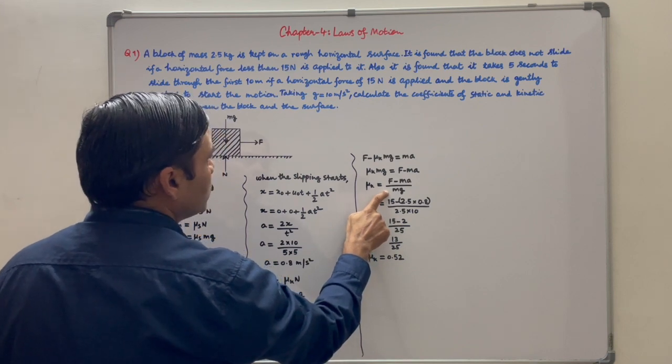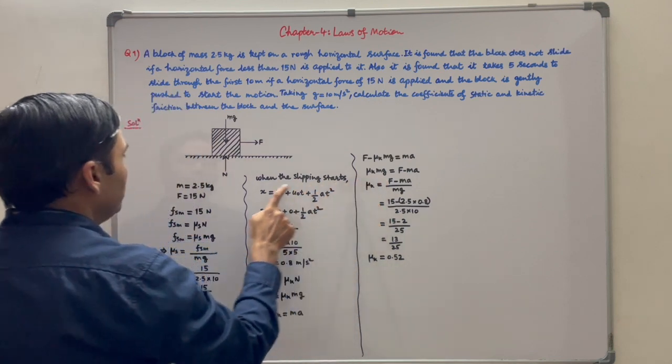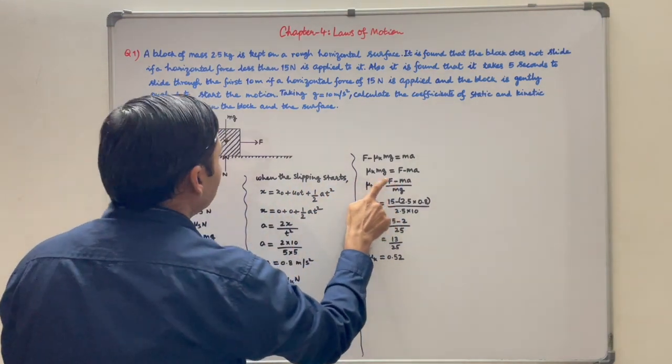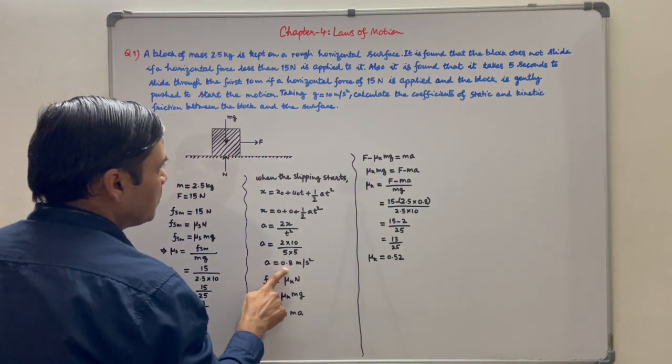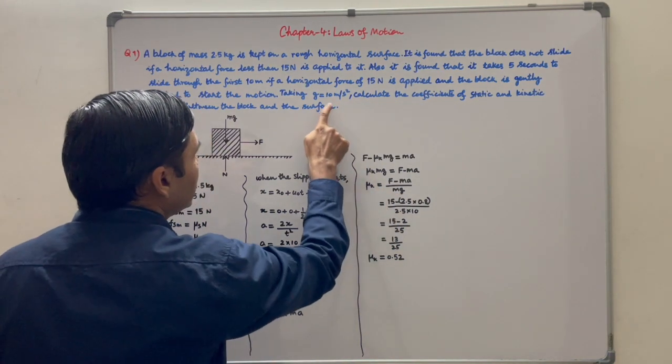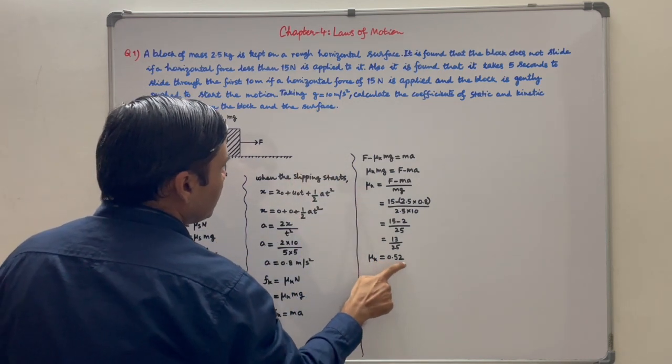We can put the values of F, m, a and g. F is equal to 15 Newton, m is equal to 2.5 kg, a we have found out as 0.8 meter per second square, g we can take 10 meter per second square. So mu k comes out to be 0.52.